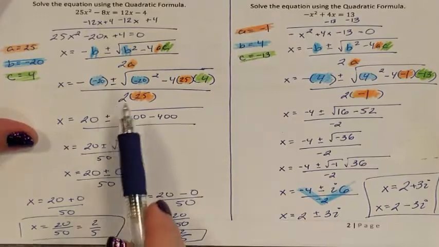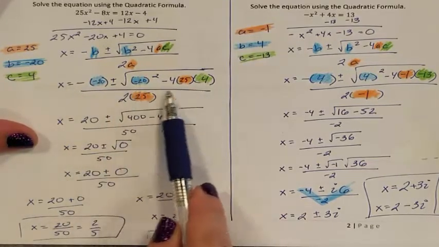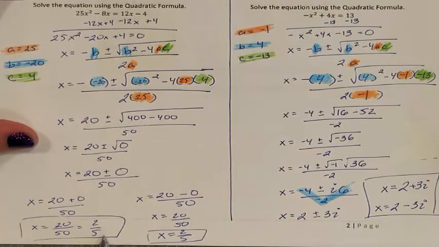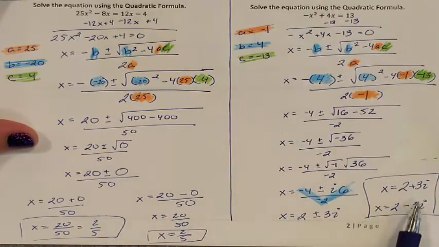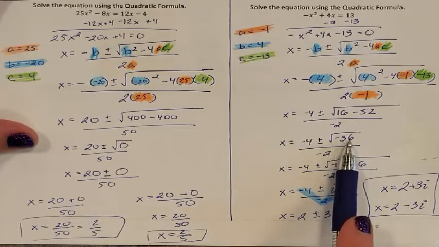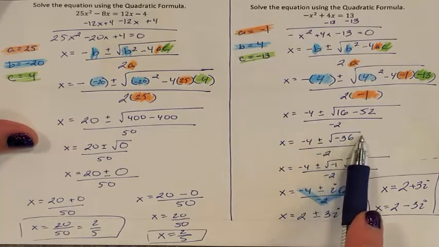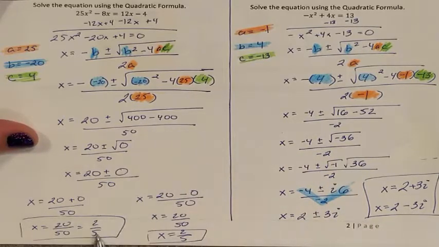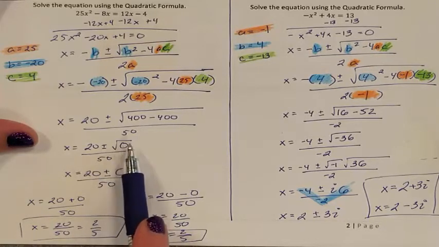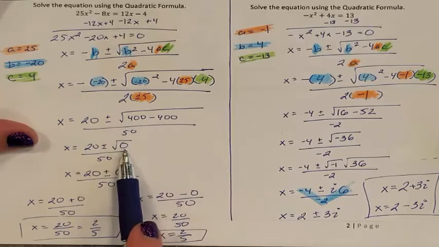I want to know what about this problem guaranteed I was only going to get one answer. And what about this problem guaranteed my answers were going to have i's in it? Well, the only way to get an i is if I was trying to take the square root of a negative number. So I'm wondering if the square root is telling me that is why I only got one answer. The only reason why I got one answer is because I was adding and subtracting 0.